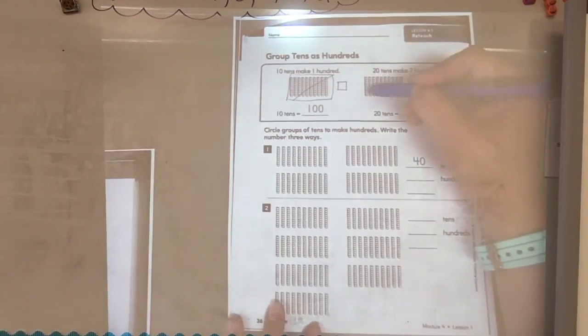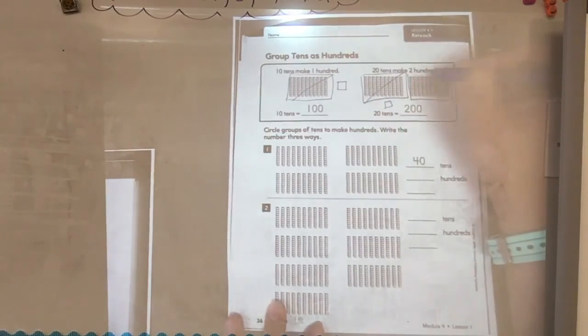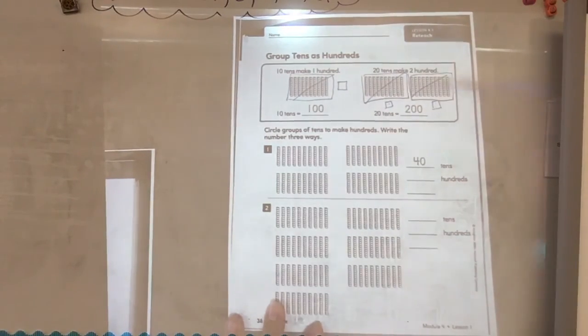So over here, I have my 10 tens here. I box them in, trade up. 10 more tens, box them in, trade up. So now I have 100, 200. So 20 tens equals 200 ones.